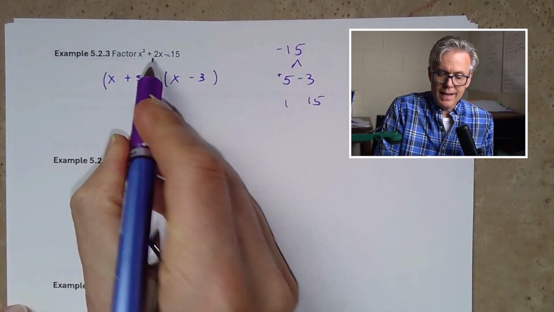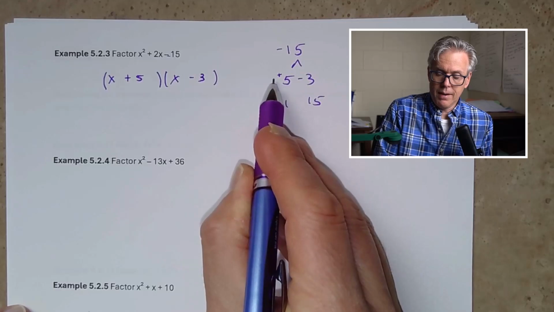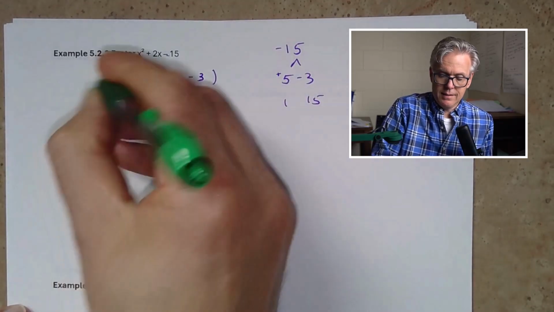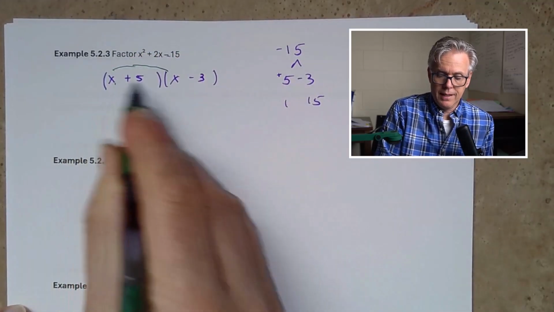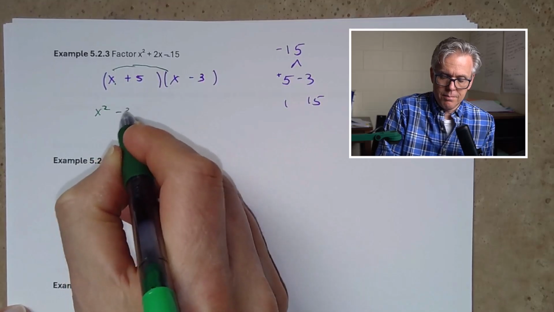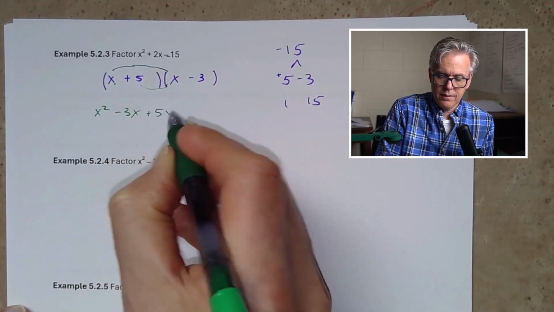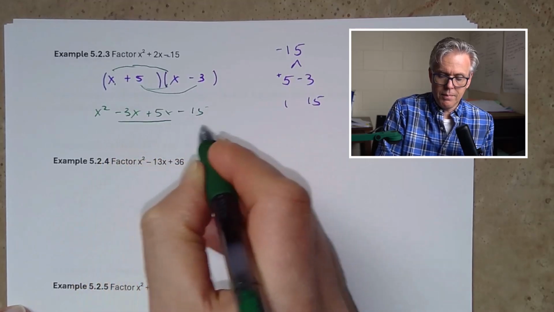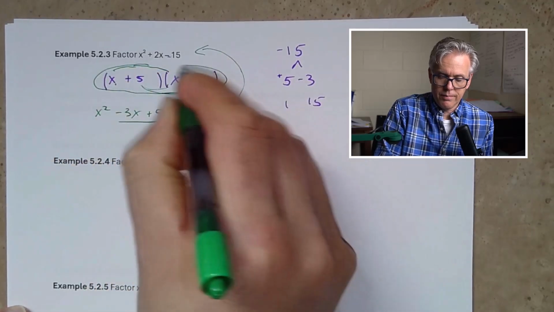Now, if that 2 had been negative, my signs would have been different. It would have been minus 5, and a plus 3. Again, let's check this out. It is definitely worth forming these back out. It'll really help you learn the factoring process itself. X times x is x squared. X times minus 3 is minus 3x. 5 times x is plus 5x. 5 times minus 3 is minus 15. These here combine to give you that 2x. I get my original expression, so there's my answer.